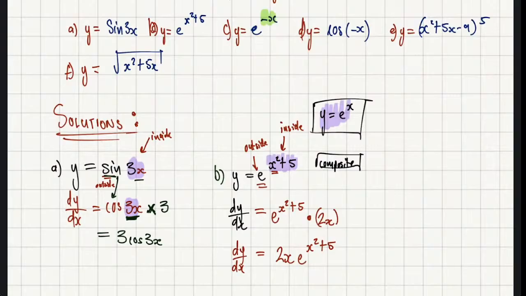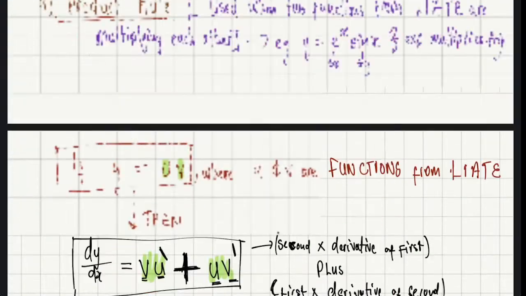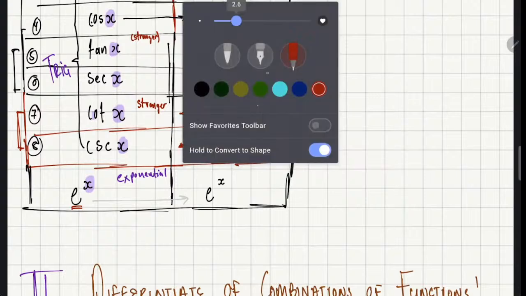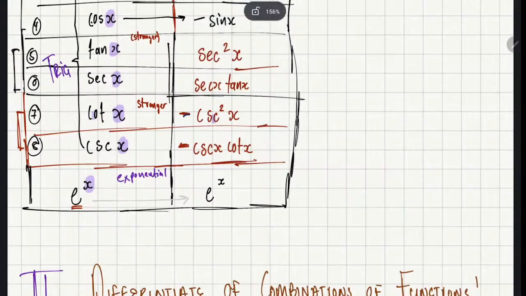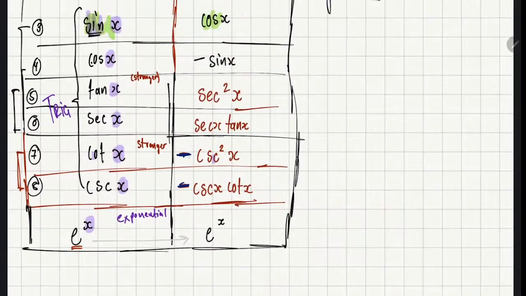Right. Let me see if I have a problem in the table. Yes, these two are negative, by the way. I don't know why these are not negative. Make sure these two are negative in the table. We said it yesterday that they should be negative. Cot gives you negative cosec squared. Cosec gives you negative cosec cot.